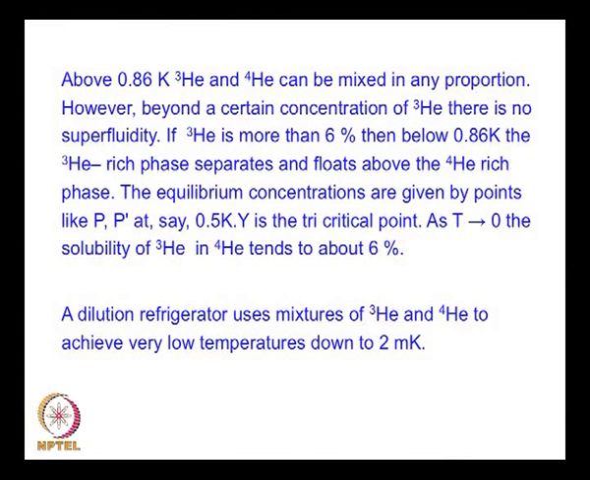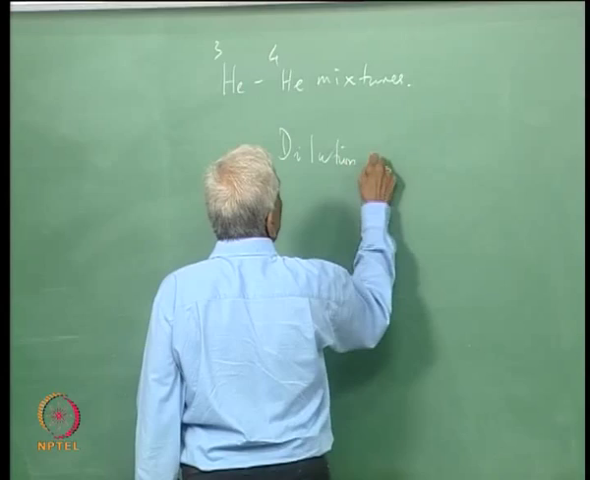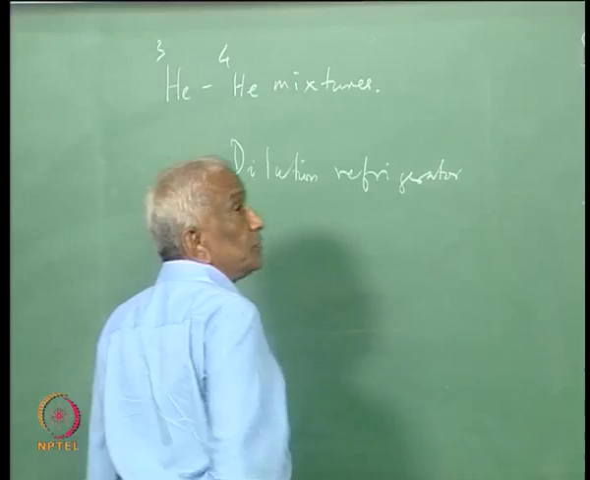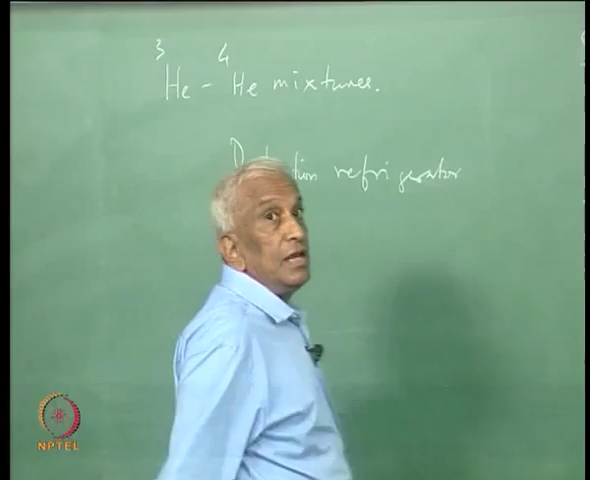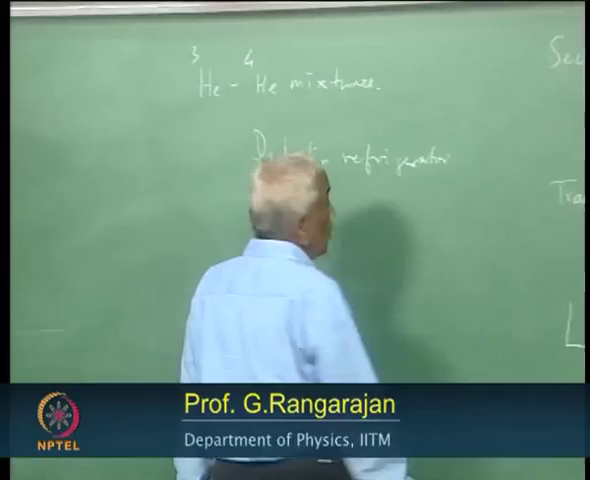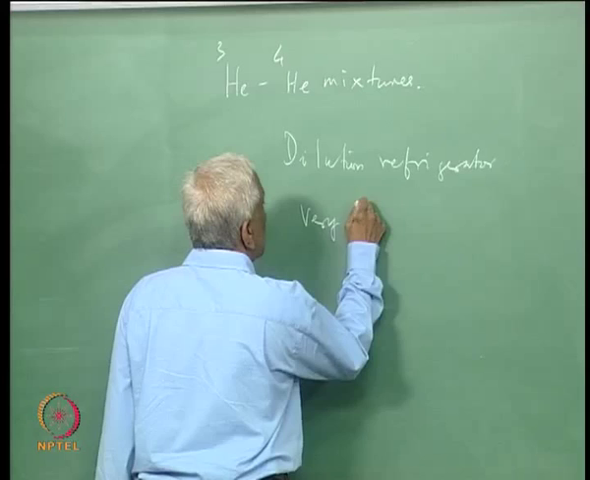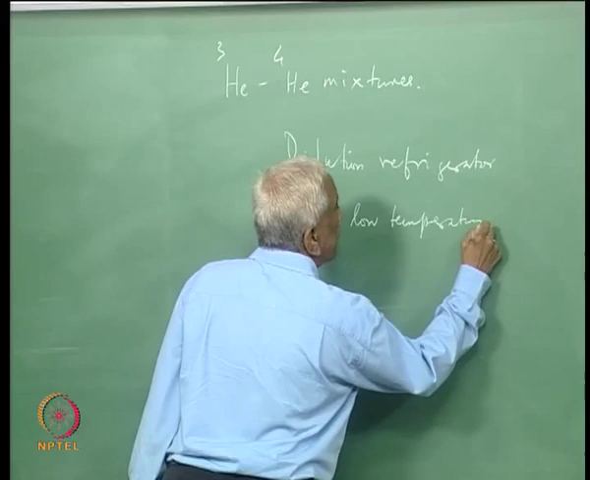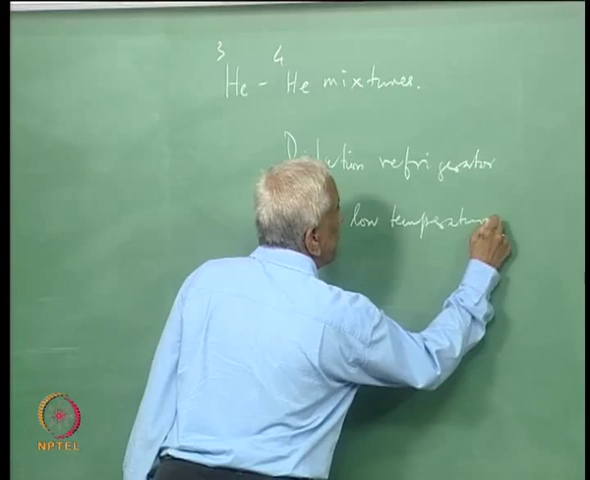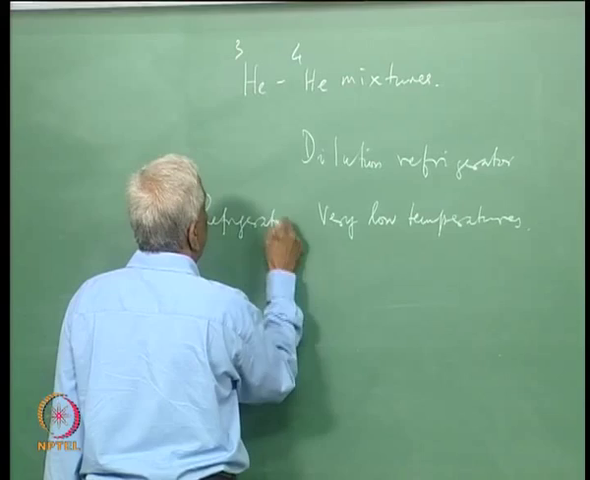This is the tricritical point. As T tends to 0, the solubility of helium 3 in helium 4 tends to about 6%. Based on this interesting behavior of helium 3, helium 4 mixtures, a dilution refrigerator has been invented, which dilutes the helium 3, helium 4 mixture by driving the helium 3 atoms across the phase boundary. So, this dilution is useful in achieving refrigeration at very low temperatures, of the order of say down to 2.5 millikelvin.